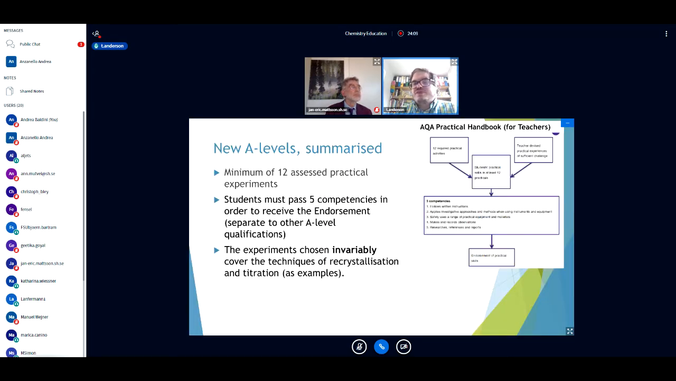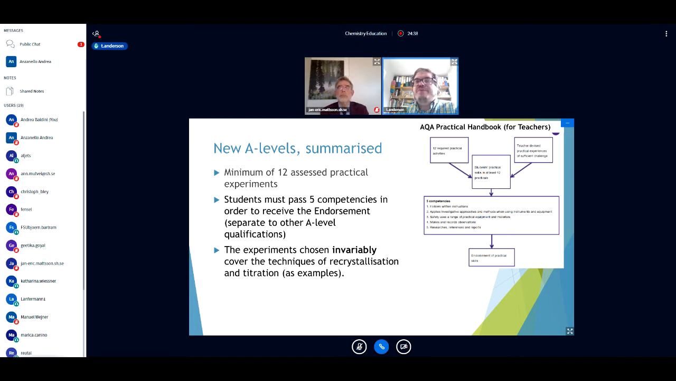So the point is that now there must be a minimum of 12 assessed practical experiments in a chemistry A-level course. Students must pass 5 competencies in particular areas of practical chemistry in order to receive a practical endorsement, which is completely separate to how well they have done in their A-level exams. And the experiments that schools choose will invariably include recrystallization and titration, for example, because those are just easy to do and they're commonplace out-of-the-box ones.